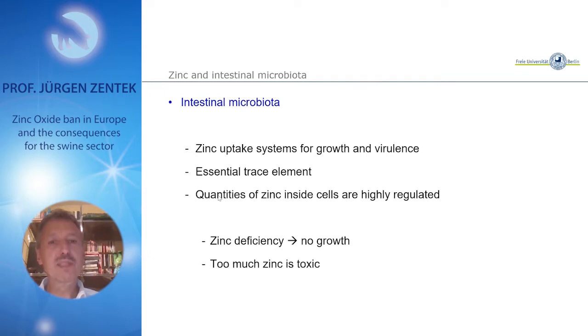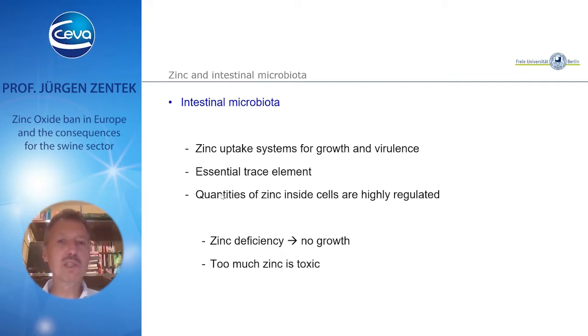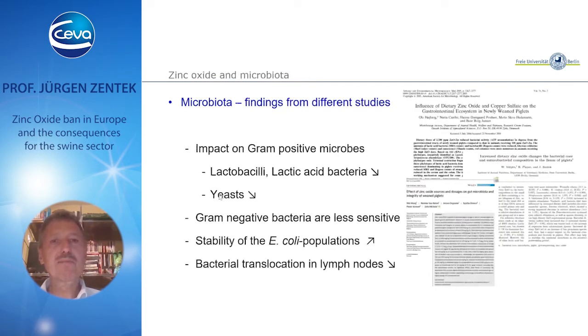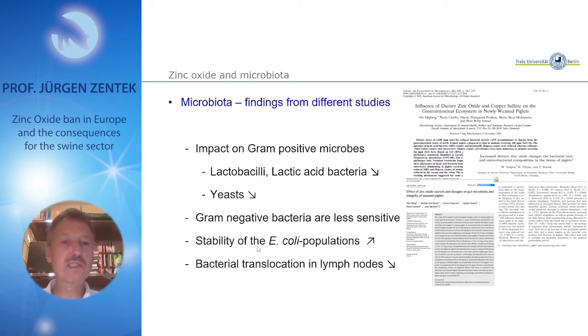So we know that too much zinc can be toxic, but it's interesting, the toxicity is not the same for all types of bacteria. There are huge differences between the different bacterial species. And when you go through different publications, you can learn, okay, there is an impact on positive bacteria. Some studies described you get fewer lactobacilli or lactic acid bacteria when you use pharmacological levels of zinc oxide. You may reduce yeast. Some have described that gram-negative bacteria, Enterobacteriaceae, are less sensitive.